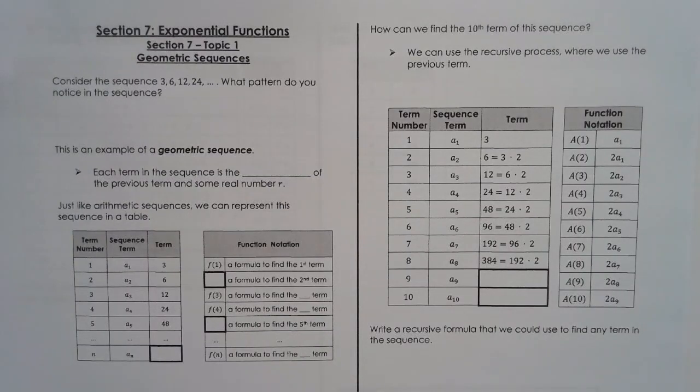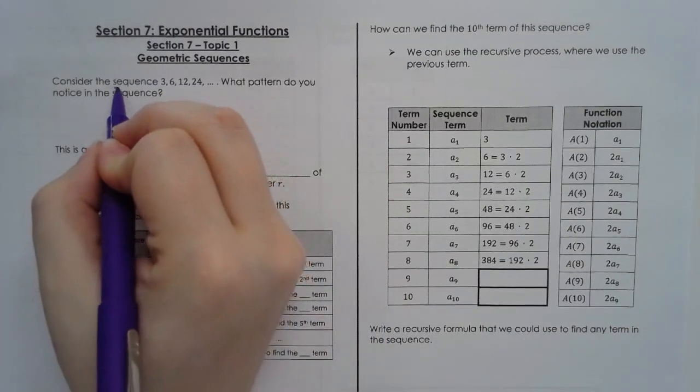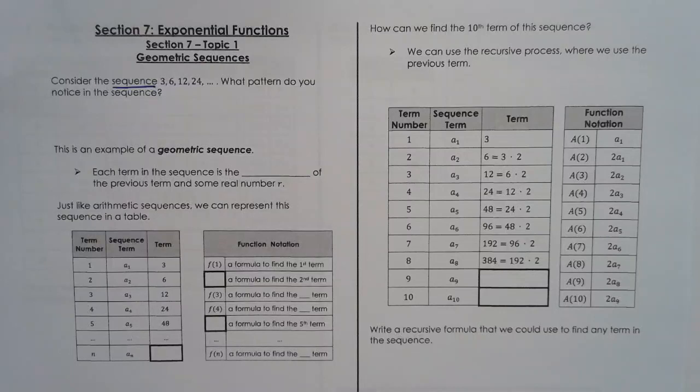All right, so this is section 7.1 on geometric sequences. Remember that sequences are really just our patterns of numbers. Just like before we talked about arithmetic sequences, now we're talking about geometric sequences. So consider the sequence 3, 6, 12, 24. What pattern do you notice?